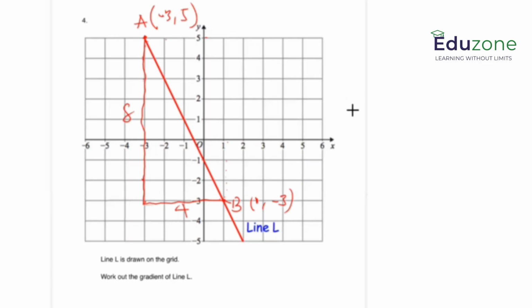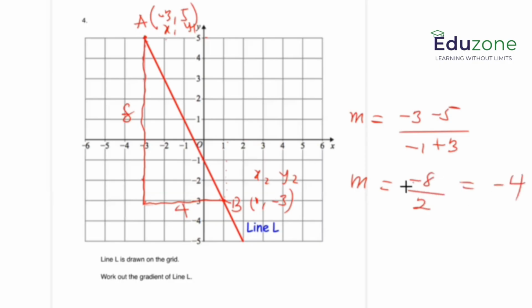And if you use your formula, this one is the first point, x1, y1, and this one x2, y2. So what will that be? My gradient is y2 minus y1, that's minus 3 minus 5, over x2 minus x1, minus 1 plus 3, because minus 1 minus minus 3 gives plus 3. And that will be negative, because you are coming down here. So that will be minus 8 over 2. And that gradient will be minus 4 because you are coming down.